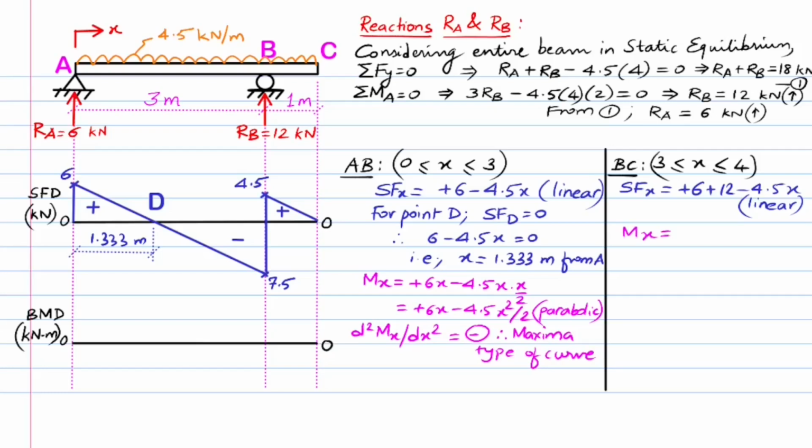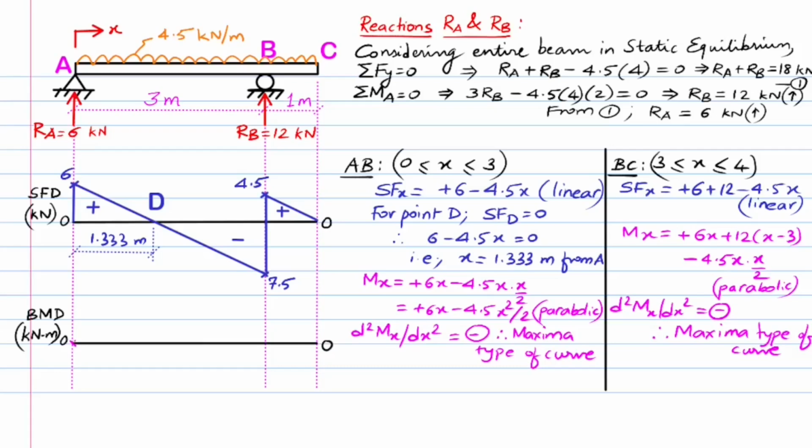The bending moment at x for region BC equals plus 6 times x plus 12 times x minus 3 minus 4.5 times x squared over 2, which is parabolic with respect to the variable x. In this case too, the double derivative is found to be negative in sign, indicating that the locus curve of the bending moment equation for the region BC is of a maxima type.